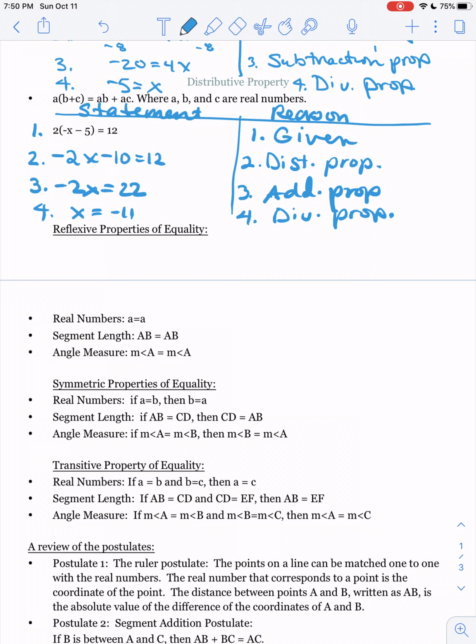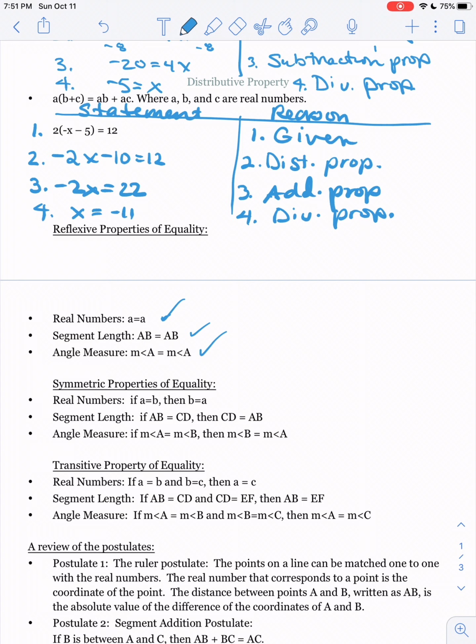First one we call is reflexive. It seems sort of silly, but we do use it a lot. It just says anything is equal to itself. It works for real numbers, 7 equals 7 or 25 equals 25. It works for segment lengths. So any segment is equal to itself. It works for angle measure. Any angle is equal to itself.